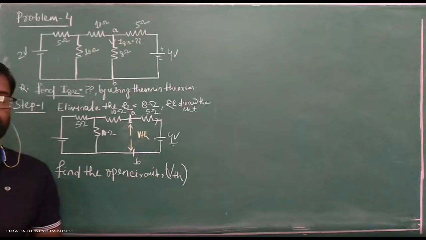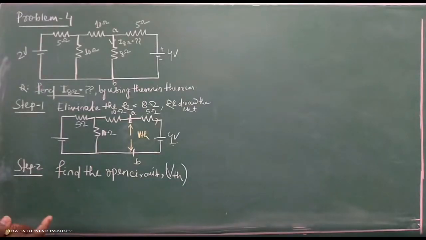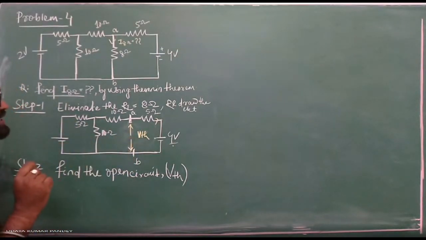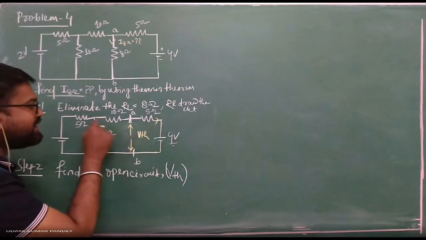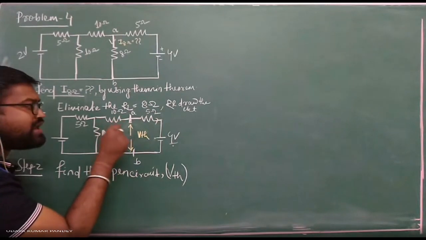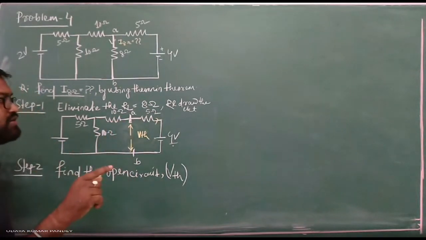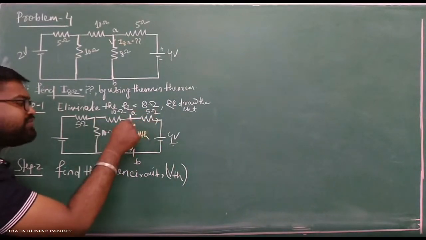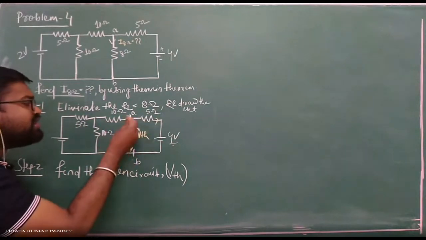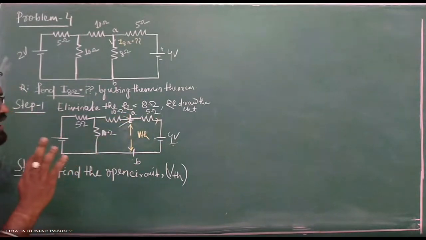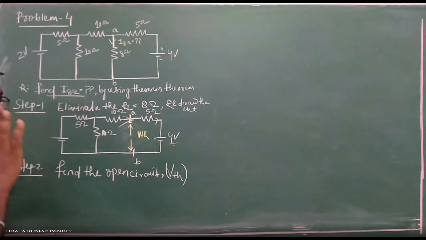Tell me. Yes, sir. Before I calculate VTH, you just do one thing: calculate this current, and forget that there are points A and B. After open circuit, the current will flow in this way, in this direction. You just forget that there are two points, A and B, and calculate the current.